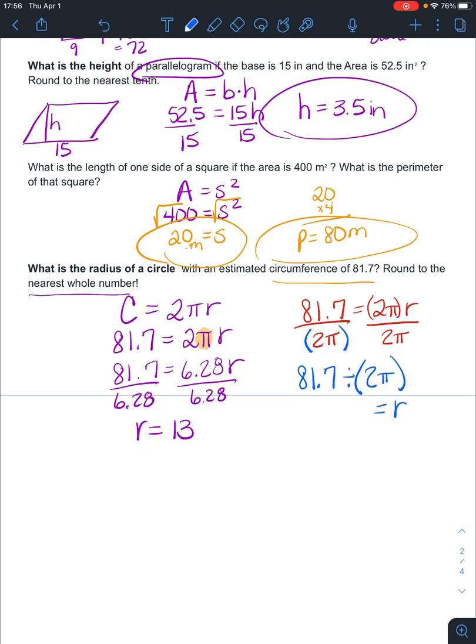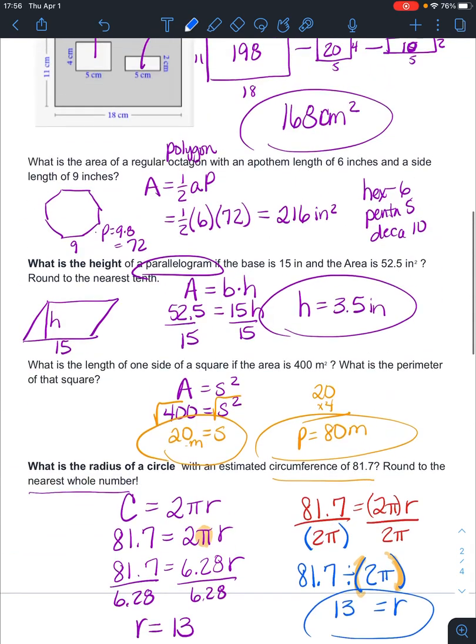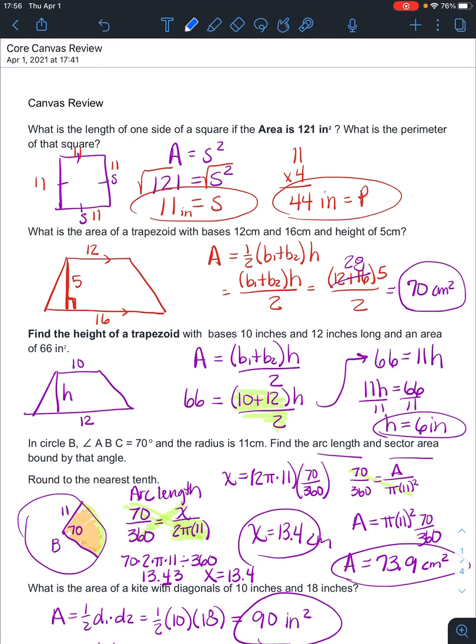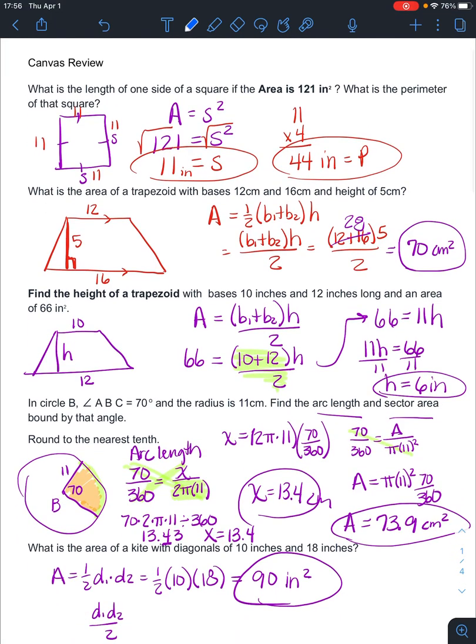That's where multiplying it out and getting the 6.28 is a little bit easier because you don't have to remember that. And you're still going to get that the radius is 13. Okay, so just remember, if you divide and you do it all in one step, you have to use parentheses because you're dividing by multiple numbers. Okay, so go back through your review, try it again if you need to, and just keep doing it until you can do it.